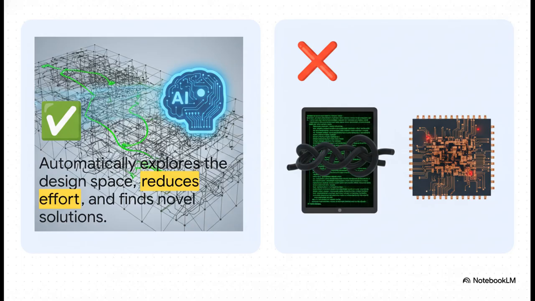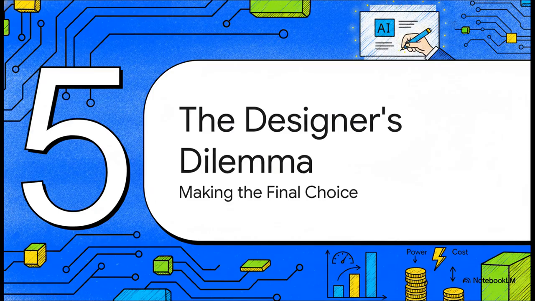But it's not perfect. The code it generates is often really, really hard for a person to read or debug. And sometimes it can create a design that looks great on paper but causes what are basically traffic jams or congestion on the actual chip layout. So, we've seen two powerful but very different ways to bridge that implementation gap. And this brings us to the final, crucial question that every single chip architect faces. How do you choose the best path forward?